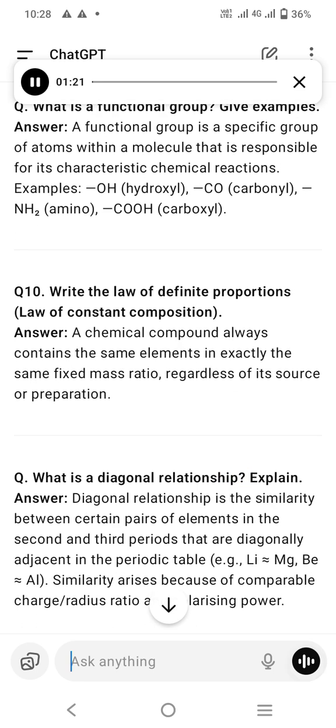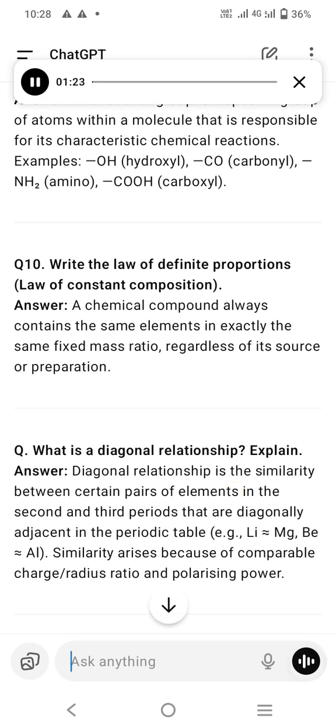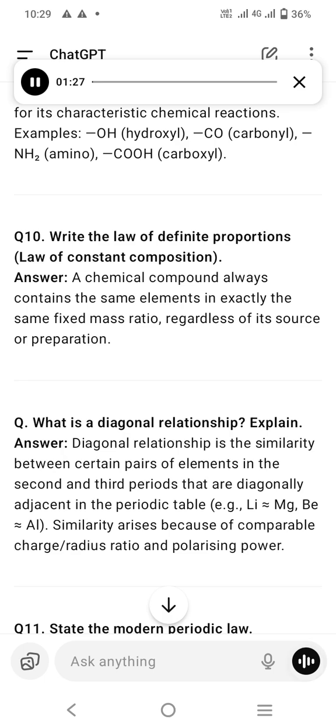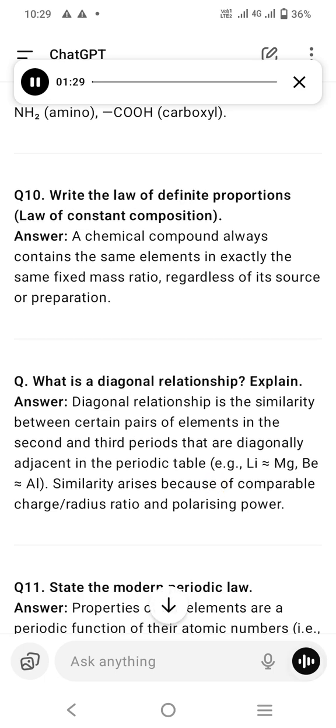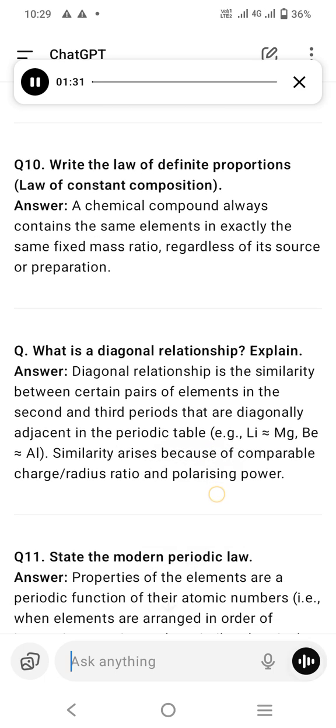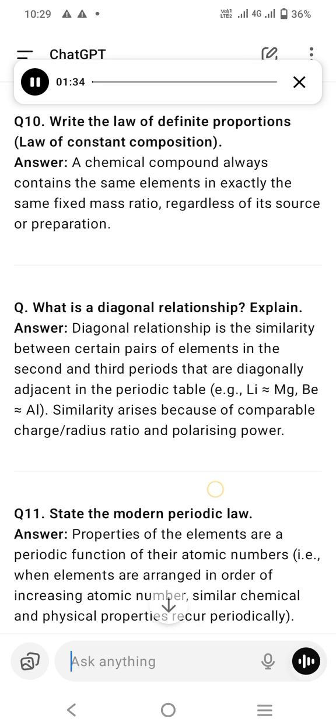Q10. Write the law of definite proportions, law of constant composition. Answer: a chemical compound always contains the same elements in exactly the same fixed mass ratio, regardless of its source or preparation. Q. What is a diagonal relationship?